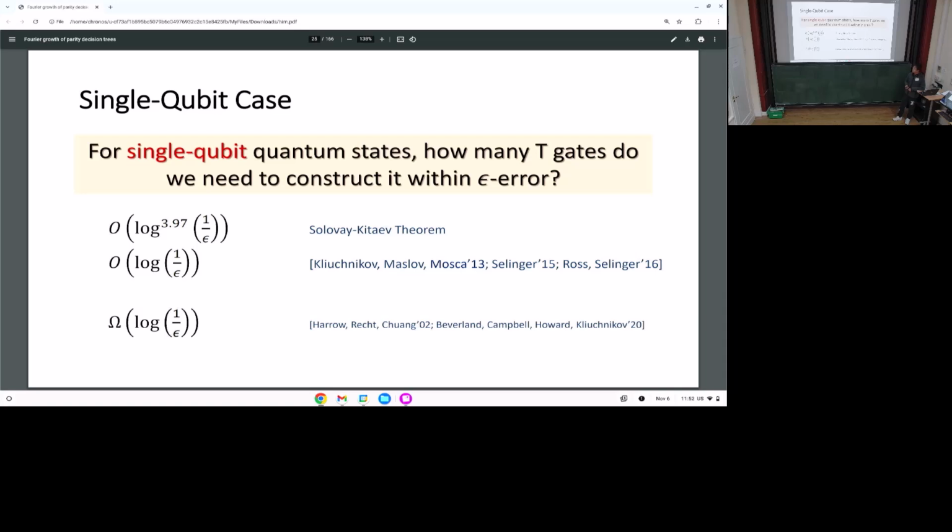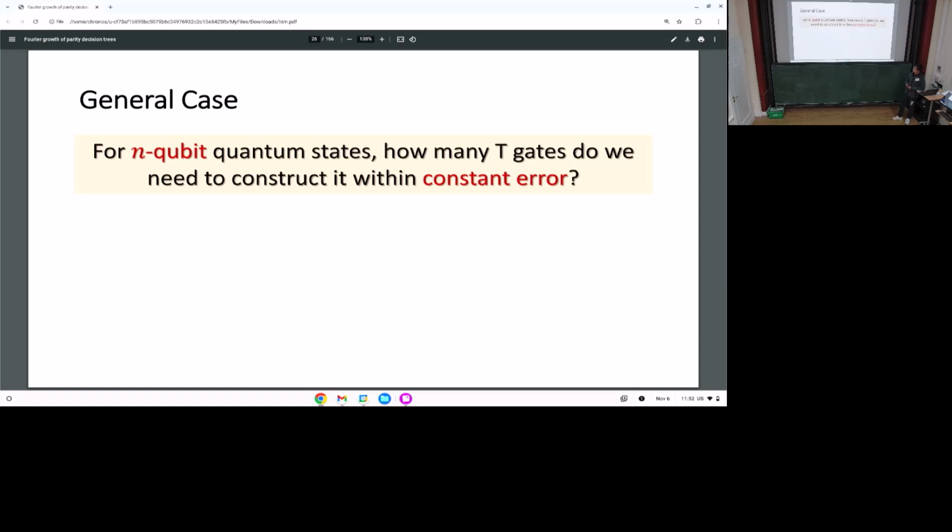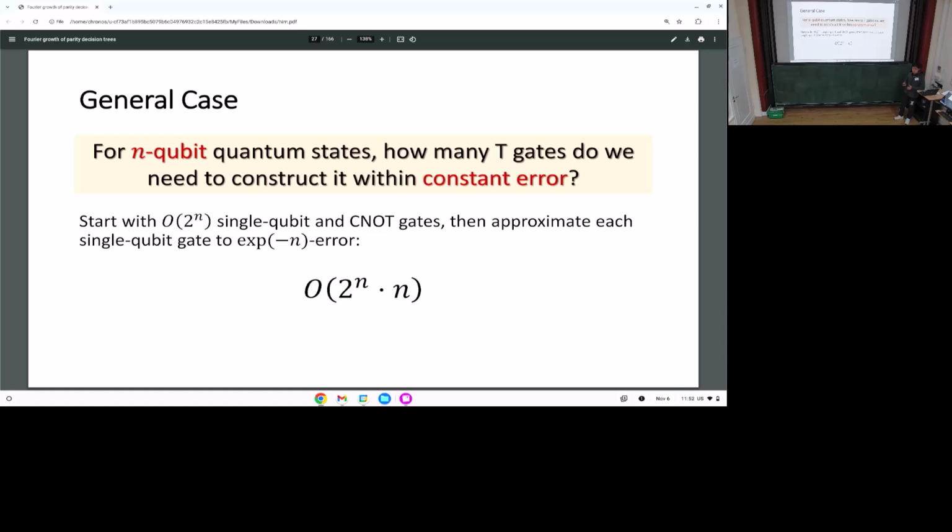Okay. So what about the general case? Imagine you have an n-qubit quantum state. How do we construct it? Let's fix the error to be constant for simplicity for now. First, we can do something naive. Because we know how to approximate each single qubit gate, let's just decompose your quantum state, preparing it with single qubit and CNOT gates. This is also universal. So for every quantum state, you can use 2 to the n many single qubit gates and CNOT gates to construct it.